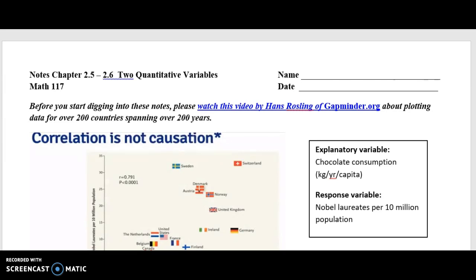So today I'm going to teach you about sections 2.5 and 2.6 of your textbook. This is about linear regression using two quantitative variables.